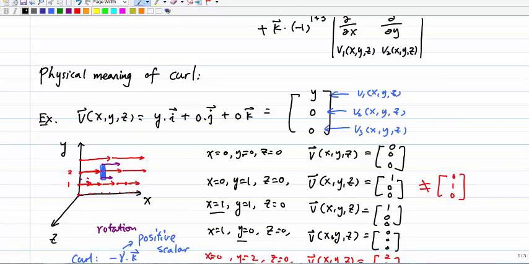If I give you a 3D vector field v(x, y, z) which is given by y times i plus 0 times j plus 0 times k, you can consider this as my (y, 0, 0).